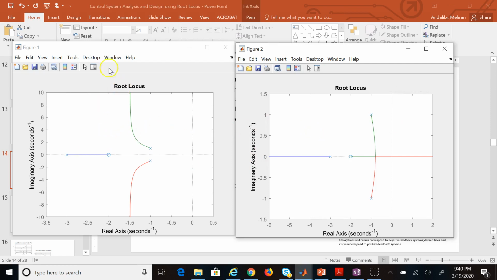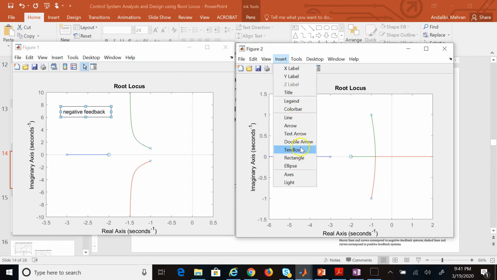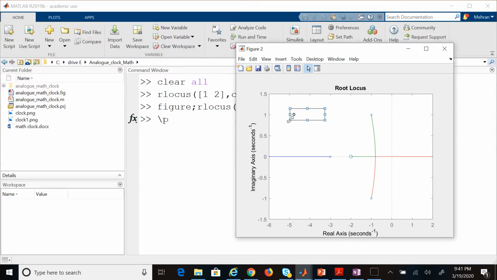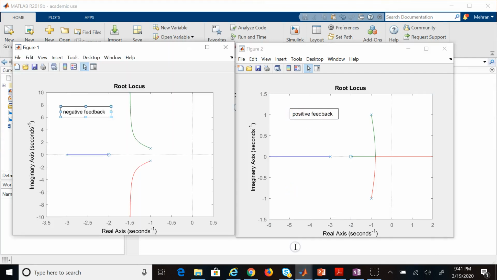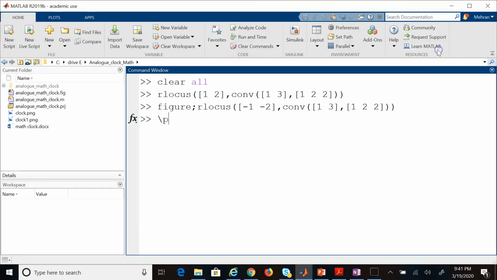Again, the one on the left side is what? If I double click on this, let's see if it allows me to change it. No. But if I add a text box, so this is negative feedback, and this one is positive feedback. And here we go. I can see them side by side. Okay.